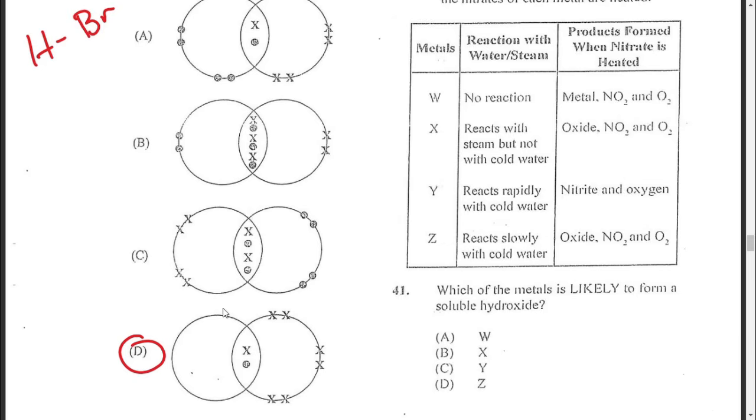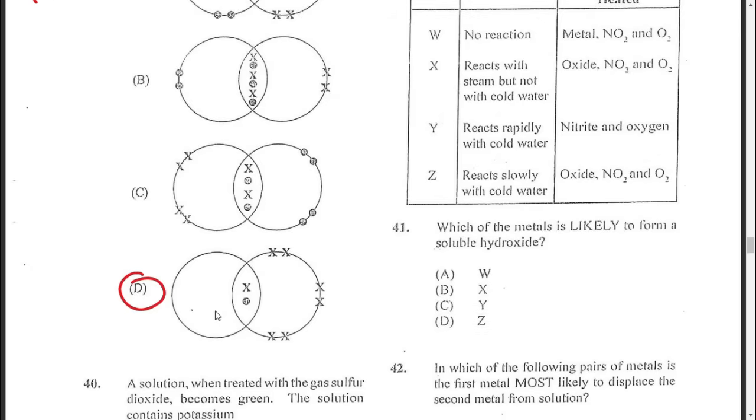Metal Y would be the answer, since the metals that form the nitrite are sodium or potassium. And we know that all hydroxides are insoluble except sodium, potassium, and ammonium. Alright, so that's Y.